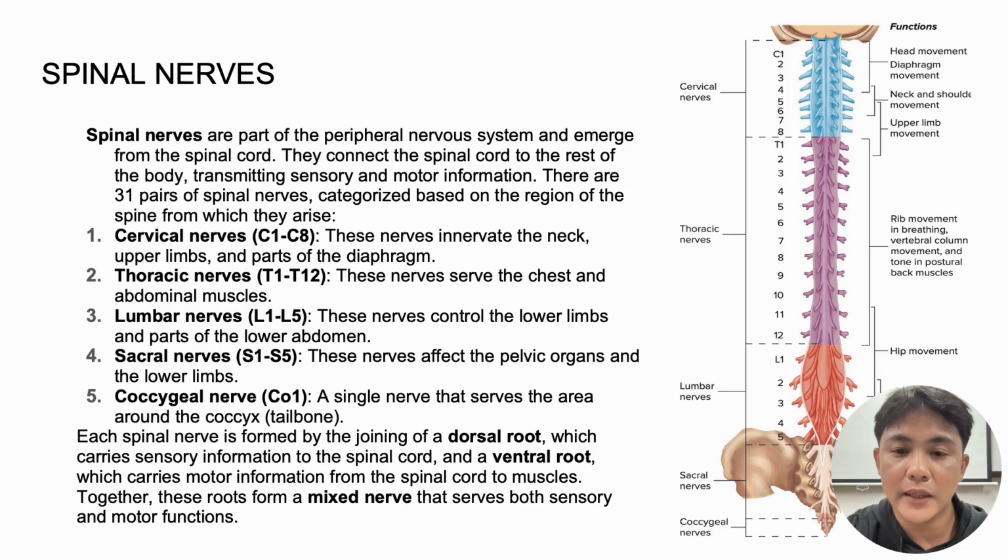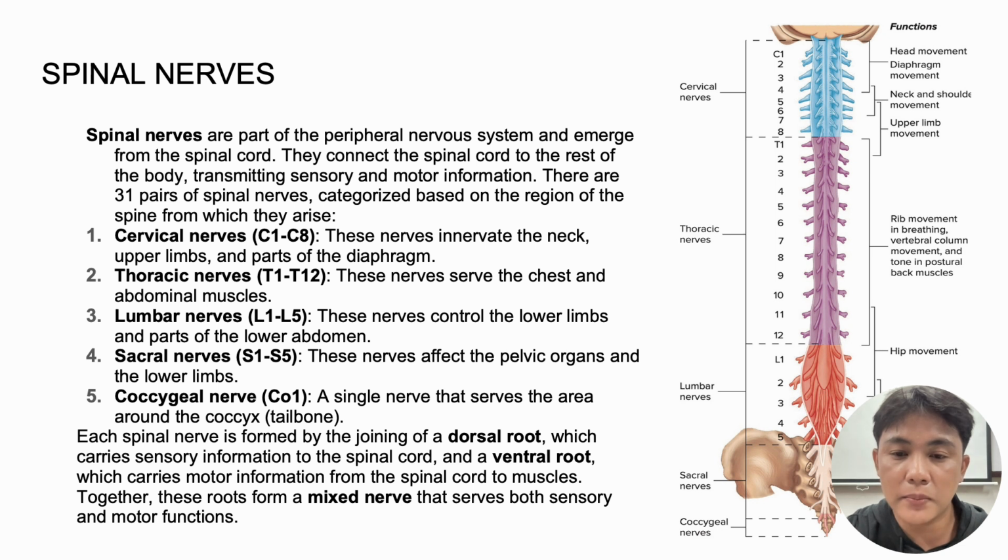The first one is the cervical nerve, from C1 to C8. There are 8 pairs of cervical nerves that mainly supply the head, neck, shoulder, diaphragm, and upper limbs. A key example is the phrenic nerve, mainly from C3 to C5, which helps control breathing by innervating the diaphragm.